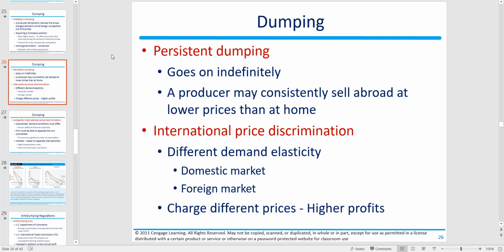And third, the persistent dumping, the one that goes on forever. It's not just to get the market share, it's not just to get rid of inventories, it's something that they do forever, targeting that country. Why would a company do the dumping? Well, when it comes to profits, companies can do this. They can discriminate their prices domestically.